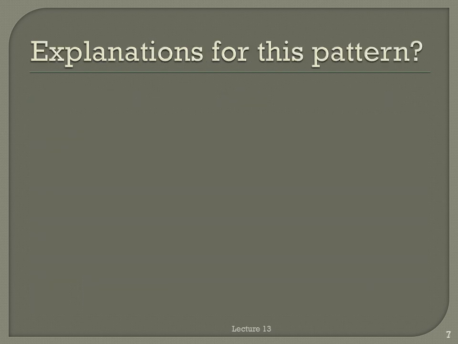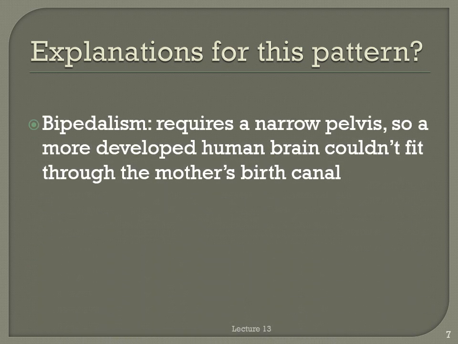Well, what might be some evolutionary explanations for this pattern? One explanation is bipedalism. It requires a narrow pelvis to move the legs under the mother's body. So a more developed human brain, 50% of its adult size, couldn't fit through the mother's birth canal. Were we to follow the normal mammalian pattern, mothers' pelvises would prevent them from either walking upright or giving birth.